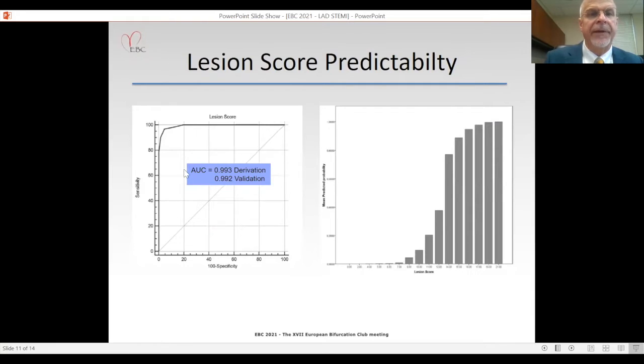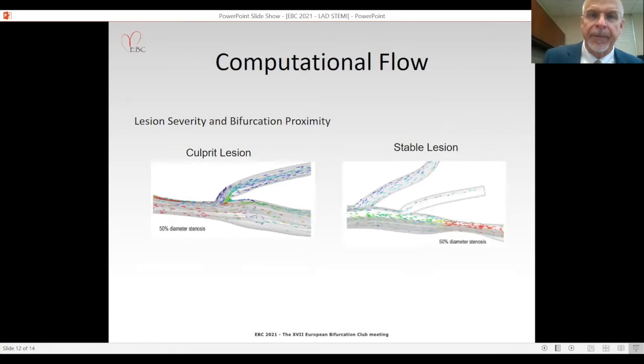As shown here on the left, the area under the curve, both for the derivation and the validation cohorts, was greater than 0.9. And if we look at lesion score as a predictor of eventual culprit stenosis, there's an exponential relationship, with a higher score a much better predictor of eventual culprit progression.